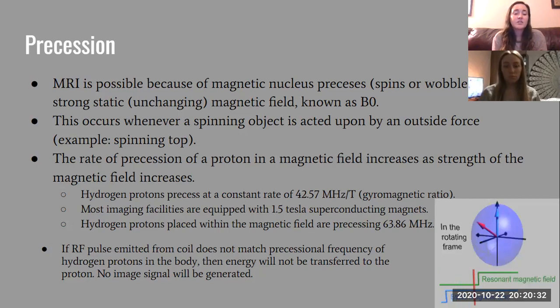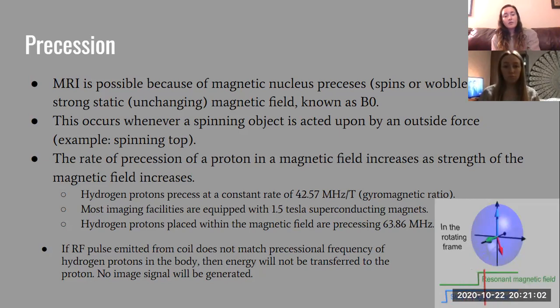Hydrogen protons precess at a constant rate of 42.57 megahertz per Tesla. This is the gyromagnetic ratio. Most imaging facilities are equipped with a 1.5 Tesla superconducting magnet. Hydrogen protons placed within the magnetic field are precessing at 63.86 megahertz.